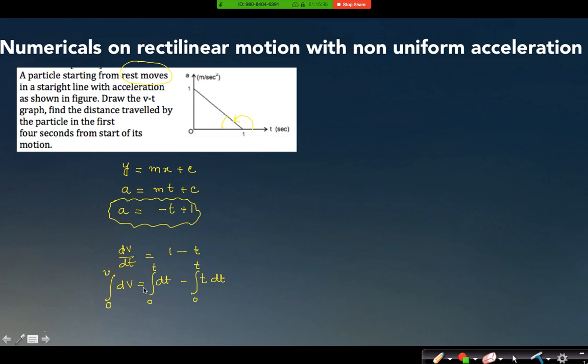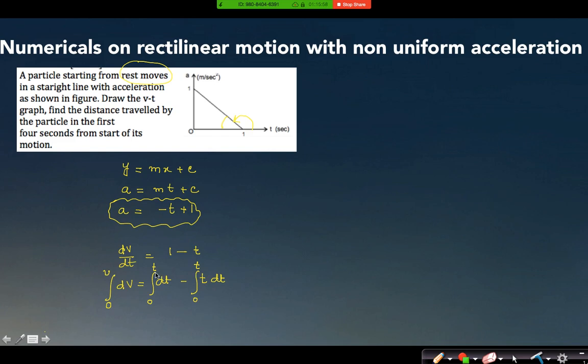And when I put the upper limit, look here what I have put. I have not put any value for the upper limit. I have kept it a general thing. Why have I kept a general value instead of putting any numerical value, say 1, 2, 3? Why have I kept it general? Can you tell me?